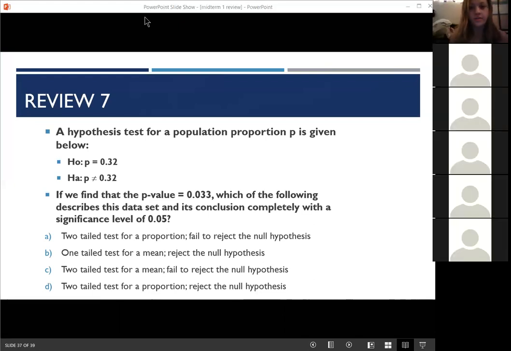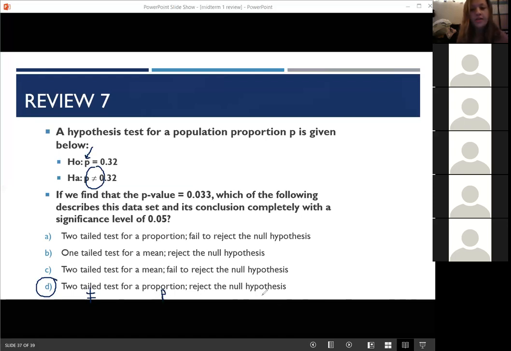You guys are doing so well, absolutely. So our answer is D here. If we look at this, since our alternative hypothesis is not equal to, that's what's giving us the two-tailed part of it. And then it's for a proportion because, see, we have our p here, so that's our population proportion. Remember, null and alternative are always written in terms of the population mean or proportion. Here we have a proportion because we have p.